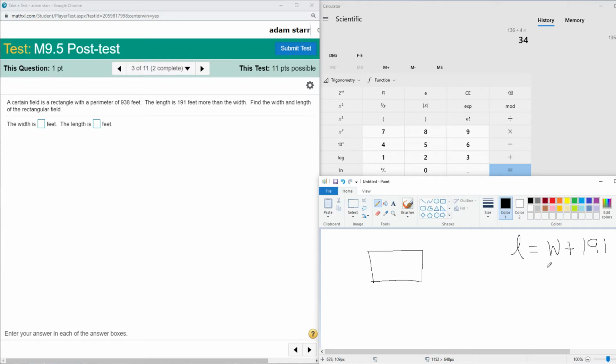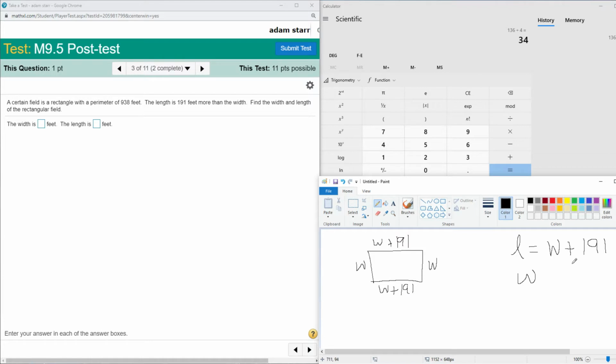So it creates this equation for the length. It's the width plus 191. Okay, 191 feet more than the width. And it doesn't say anything about the width, so I'm just going to call the width W. So now I'm going to label my rectangle with my new length and my width. Instead of calling this the length, I'm going to call it W plus 191. Okay, the width is just W, and I know this is also a length, and this is also a width. So I have my rectangle labeled now.